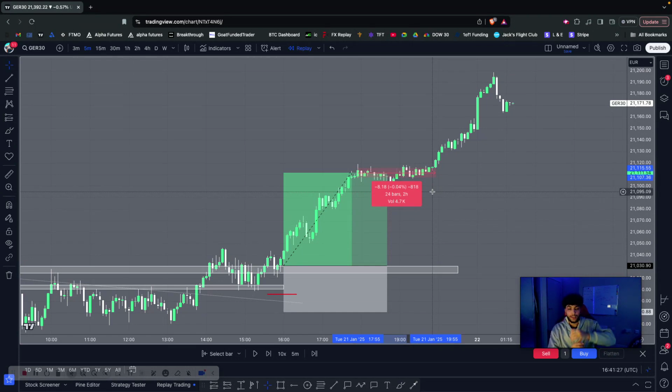But yeah, that's pretty much it. That's a tactical German 30 trade breakdown on the back end of a 3 pin breakout. Very, very easy break and retest.